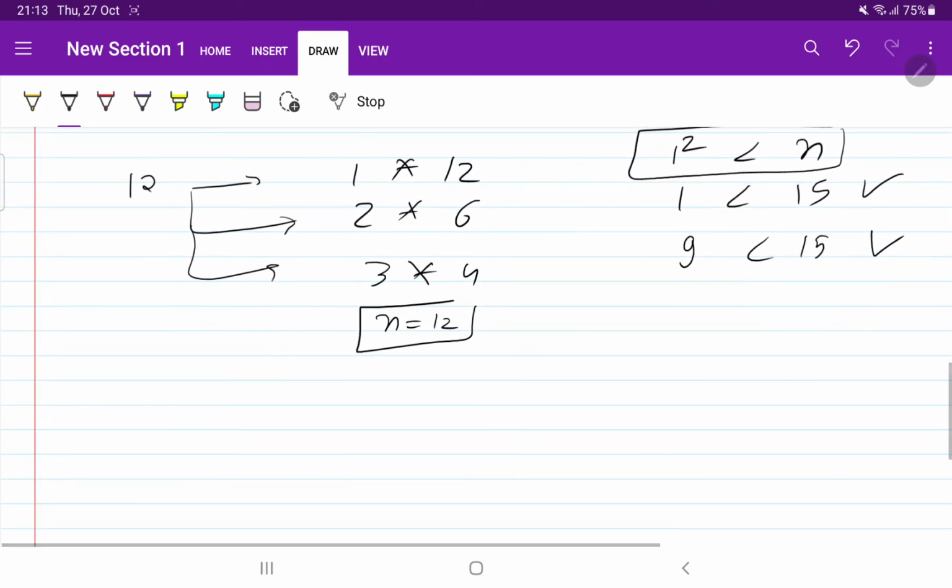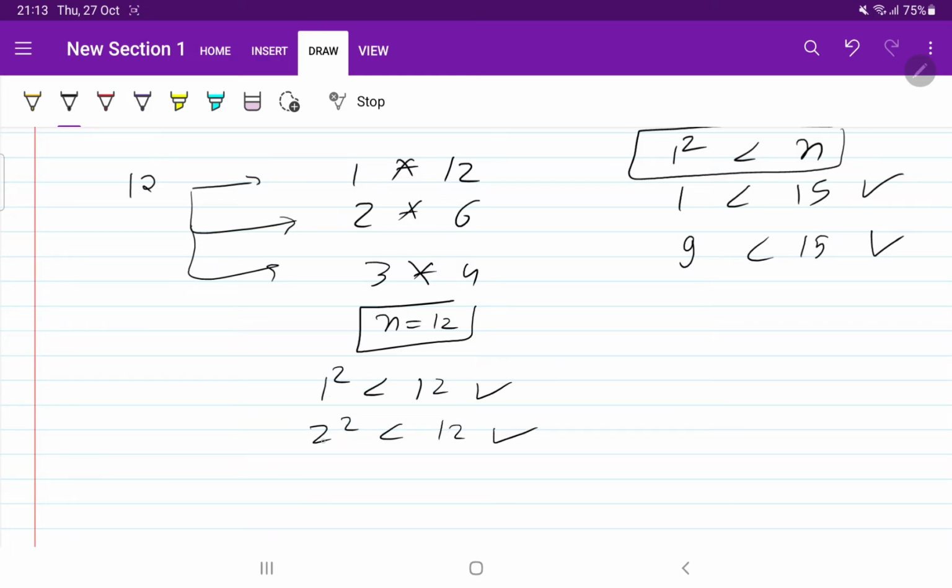So again let us check. 1 square is less than 12. Yes, it's correct. 2 square is less than 12. Yes, it's correct, because 2 square is 4. If I ask you 3 square, is it less than 12? Yes, 9 is less than 12. So we got one thing, that i square is less than n.